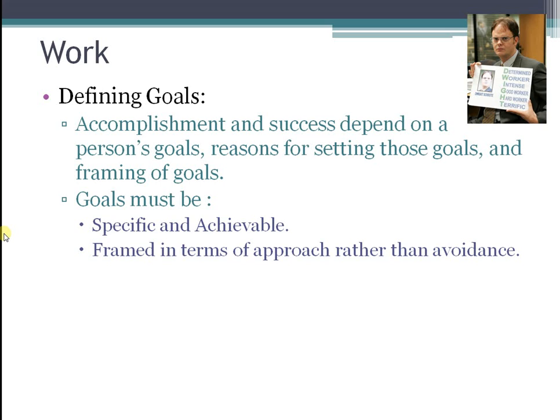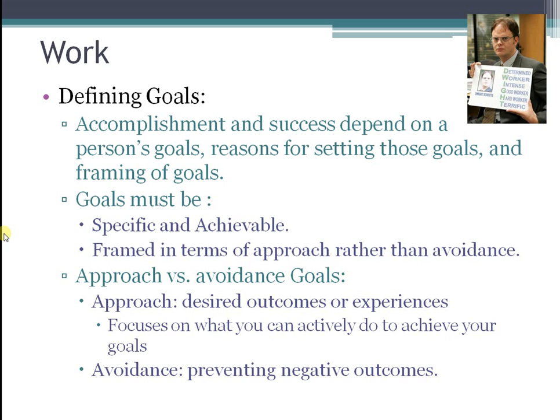So we can talk about how we frame the goals. We're going to be more motivated to achieve goals that are specific and achievable, and that are framed in terms of approach rather than avoidance, right? So if I give you a series of questions for a homework assignment, you're going to be more motivated to complete that assignment if the questions are specific, if you feel like you can answer them, and if you desire to do well in this class, if your goal is to do well. So that's specific, achievable, and approach. As opposed to avoidance, if your goal is to just not get an F in this class, then you might be less motivated to exert some effort on that homework assignment.